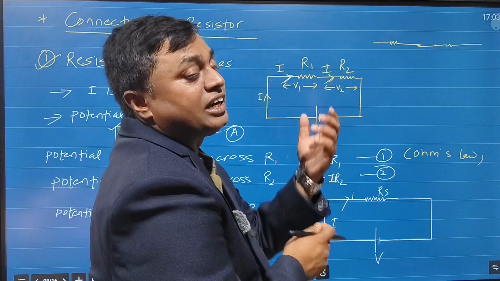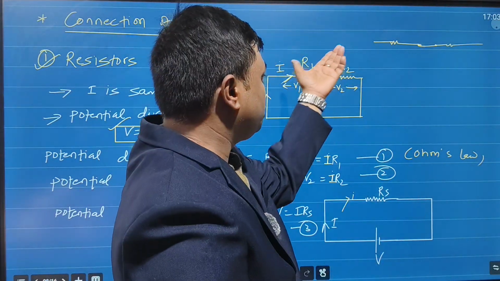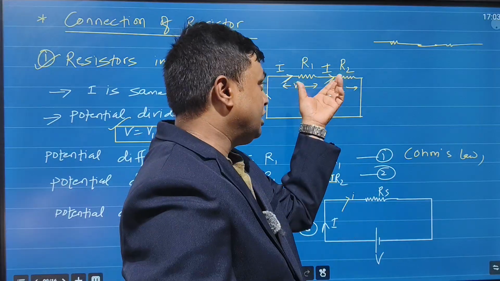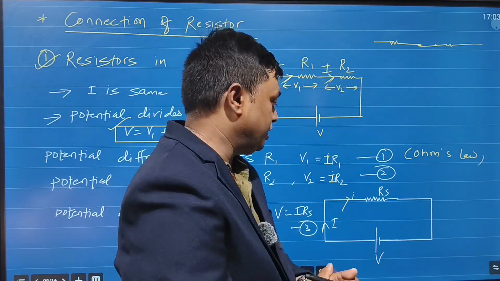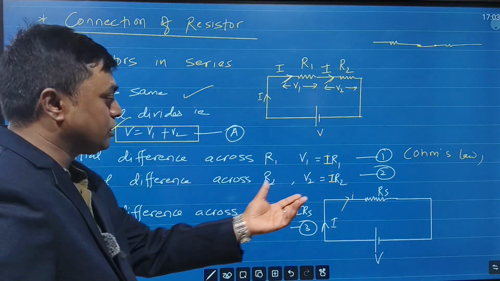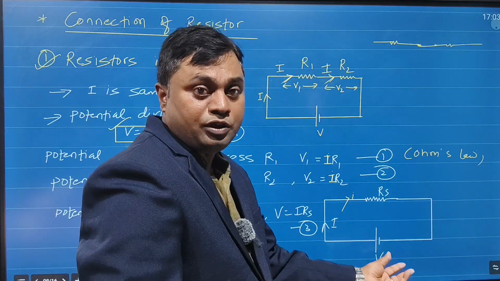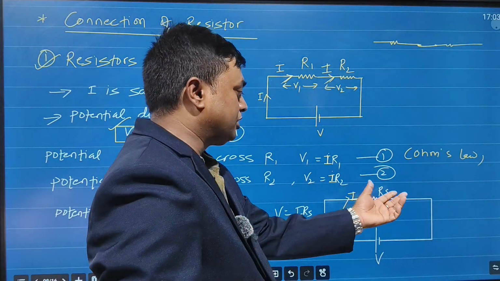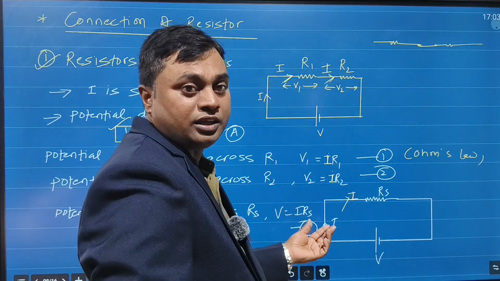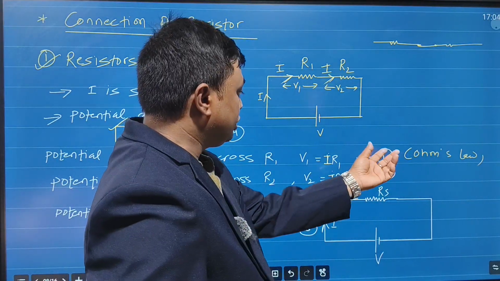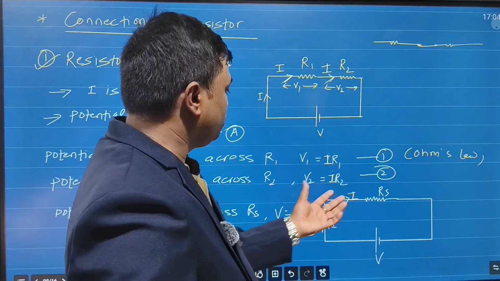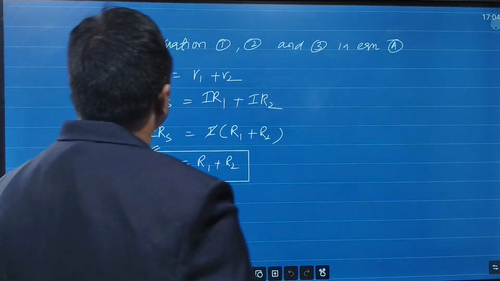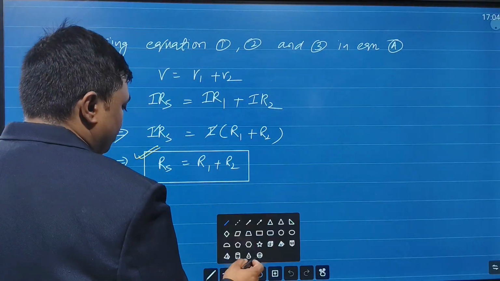Now I want the equivalent resistance of this combination. So remove these two resistors and connect an RS, which has the equivalent value of the series combination. What is the potential difference across RS? When you connect it to V volt, the current is the same, I. So when current I passes through RS, V is equal to I into RS. So these are equations 1, 2, 3. Using 1, 2, 3 in equation A, V is equal to V1 plus V2.